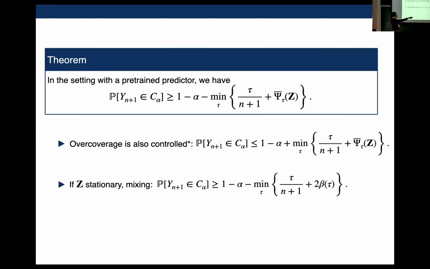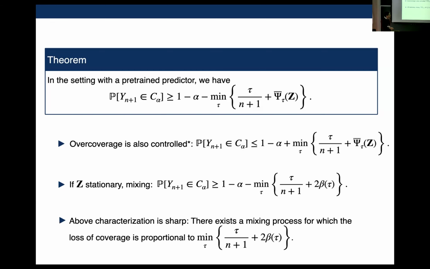For a beta mixing sequence, you get the fast rates, right? You don't get the square root. And actually, you can ask, is this the right rate? I mean, we seem to have improved the square root. It turns out it is the right rate. So there is a beta mixing process for which the loss of coverage is indeed exactly what we show. So this is for all the pre-trained predictor, n naught was 0.